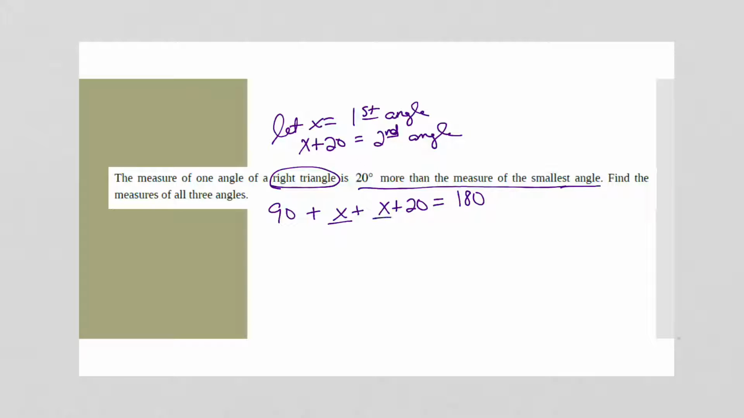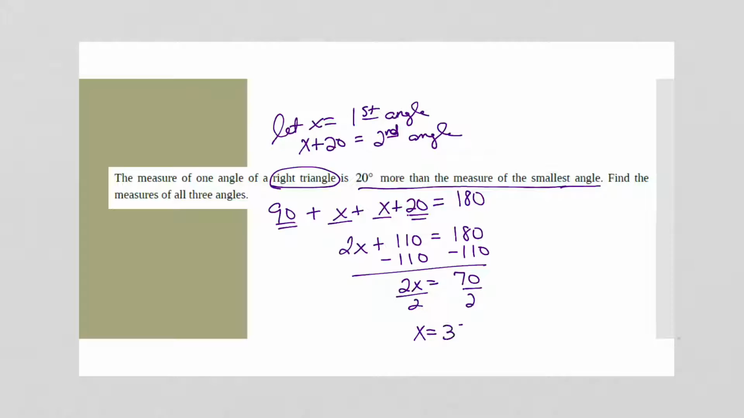So I'm going to combine my like terms. Subtract 110 from both sides. Divide by 2. X is equal to 35 degrees. Now I find my next angle by adding 20 to that. So 35 plus 20 is 55. So my two angle measures are 35 degrees and 55 degrees.